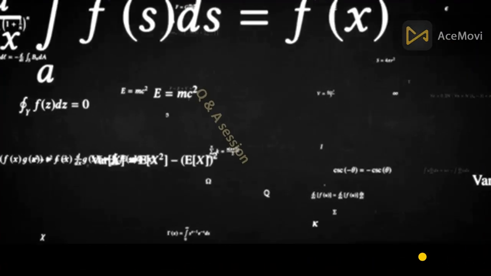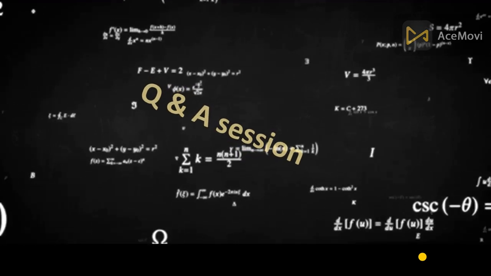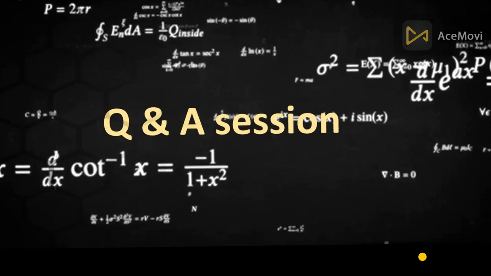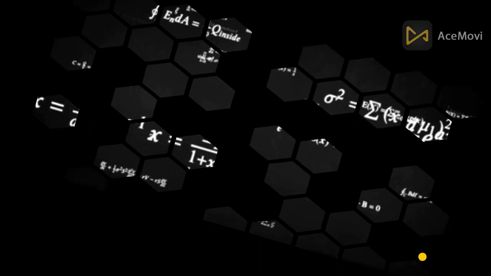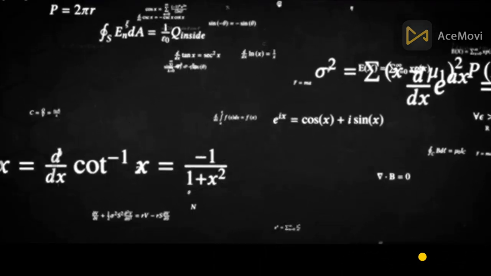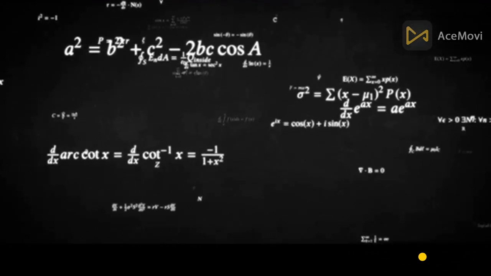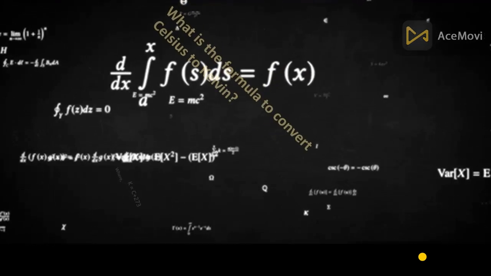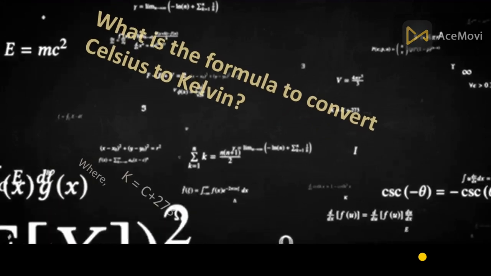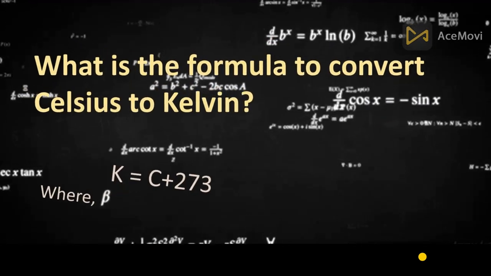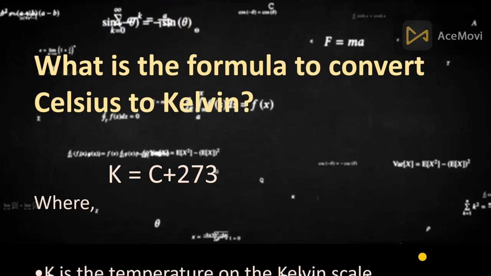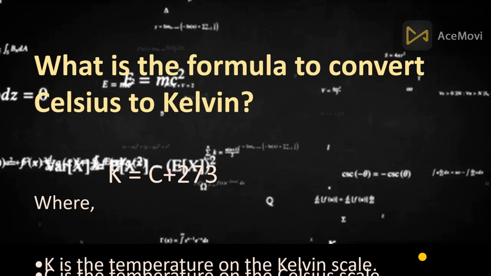Now let's move to the question and answer session. What is the formula to convert Celsius to Kelvin? K equals C plus 273, where K is the temperature on the Kelvin scale, C is the temperature on the Celsius scale.